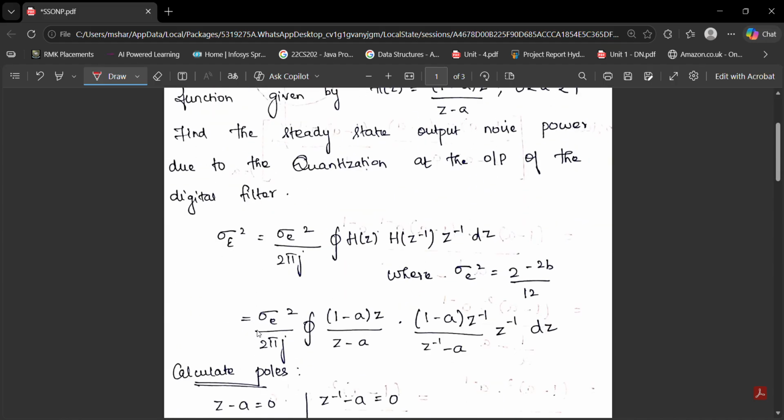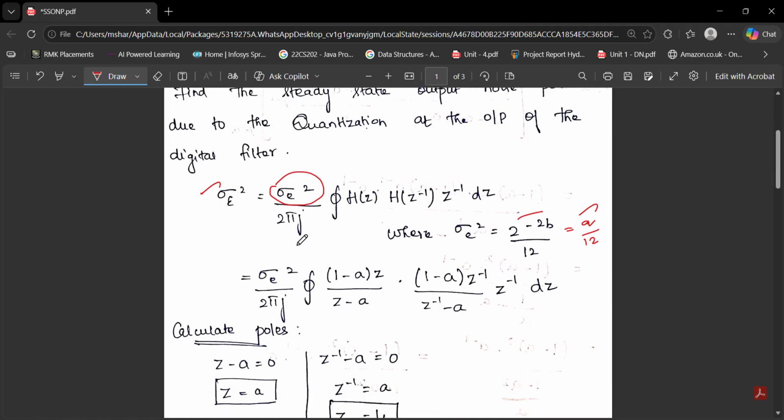Now this is the formula for the steady state output noise power. Sigma epsilon squared is equal to sigma e squared divided by 2 pi j, closed contour integral of H(z) multiplied by H(z inverse) multiplied by z inverse dz, where sigma e squared is equal to 2 power minus 2b divided by 12. That is, this will be equal to q by 12, where q is 2 power minus 2b. So now this is the formula here.